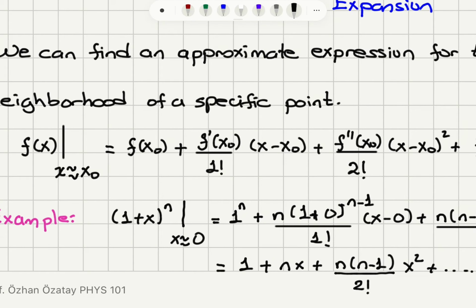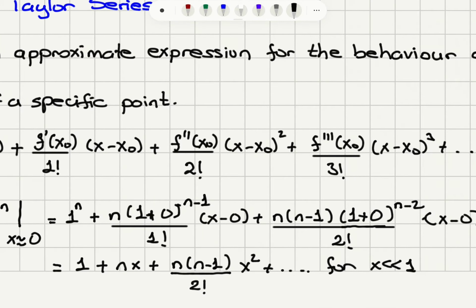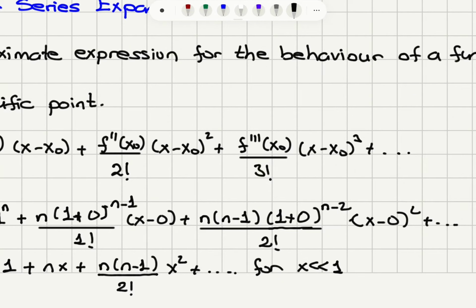Now if we apply this to the function 1 plus x to the power n, and we're trying to find its behavior in the vicinity of x equals 0, so x is much less than 1. First we evaluate it at x equals 0, and we get 1 to the power n. Then we take the derivative, which is n times 1 plus x to the power n minus 1, evaluated at 0, becomes n times 1 plus 0 to the power n minus 1 over 1 factorial, x minus x0, so it's x minus 0. Then we take the second derivative, n times n minus 1 times 1 plus x to the power n minus 2, evaluated at x equals 0, divided by 2 factorial, x minus 0 squared, etc.